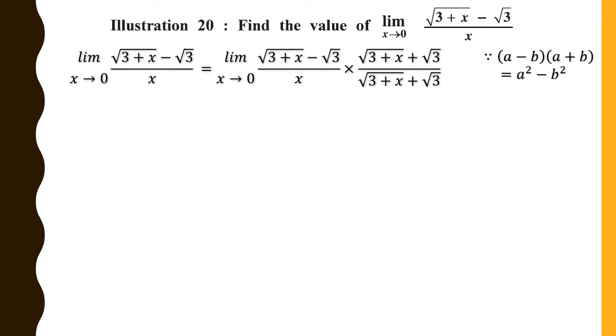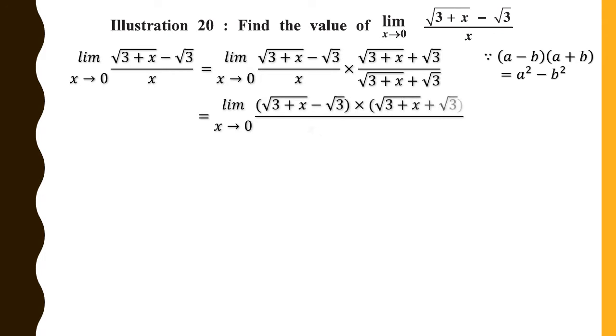Can you convert them into a minus b and a plus b in your brains? The root 3 plus x is a, root 3 is b. So a minus b in the first part, a plus b in the second part. Just ignore both the denominators right now. The main part is the numerator here. Okay, so when we multiply these two numerators, it will be converted into a square minus b square. But before that, I am just going to make them in a single division here.